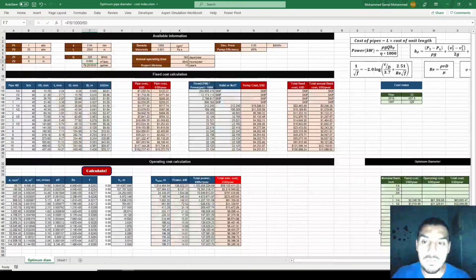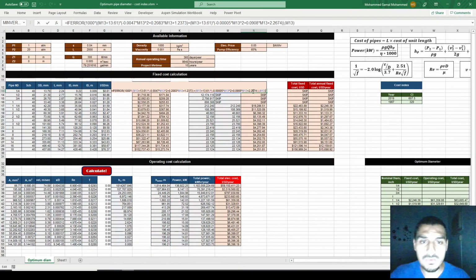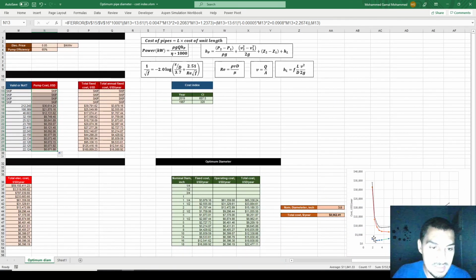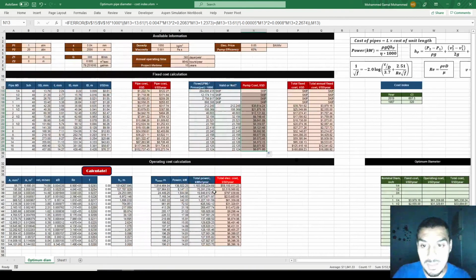There is one important thing that I missed here, which is the cost index. So I have to, first I multiplied it by 1000, but I have to multiply it by the cost index of the year 2019, and this is the value that I got, and click F4, divided by the cost index of the year 1987, where the costs were already estimated. So the values will be much higher, and then this is how the cost will be calculated.